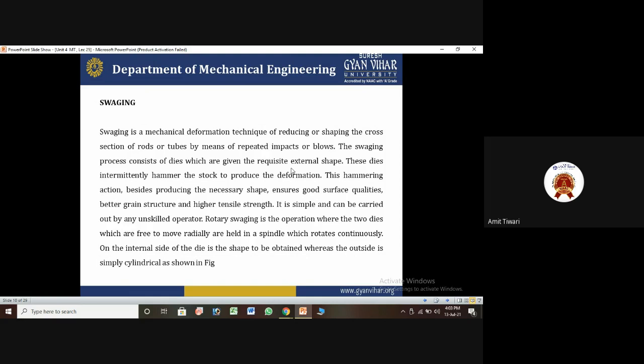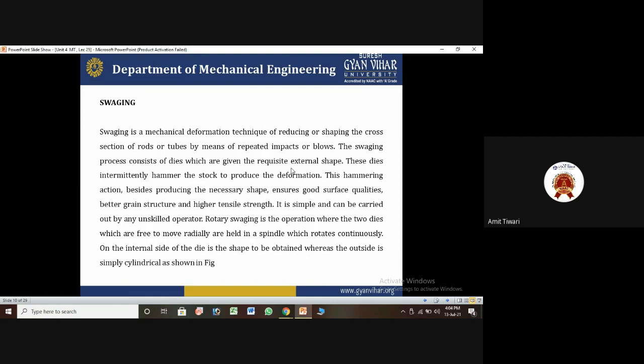Rotary swaging is the operation where the two dies are free to move radially and are held in a spindle which rotates continuously. The internal side of the die has the shape to be obtained, whereas the outside is simply cylindrical, as shown in the figure. These are some diagrams, some standardization of the process that we have to understand.